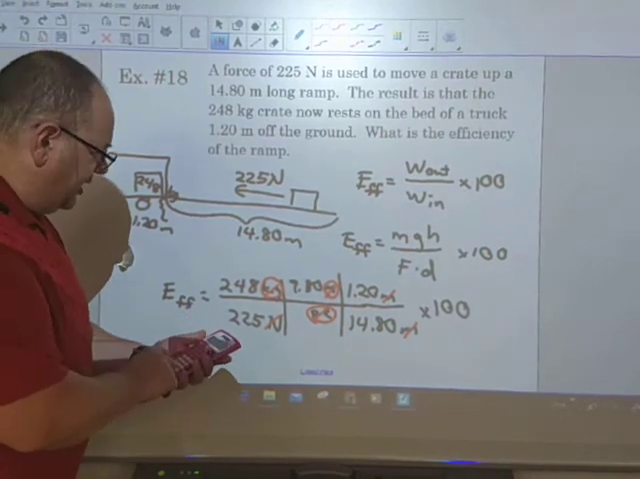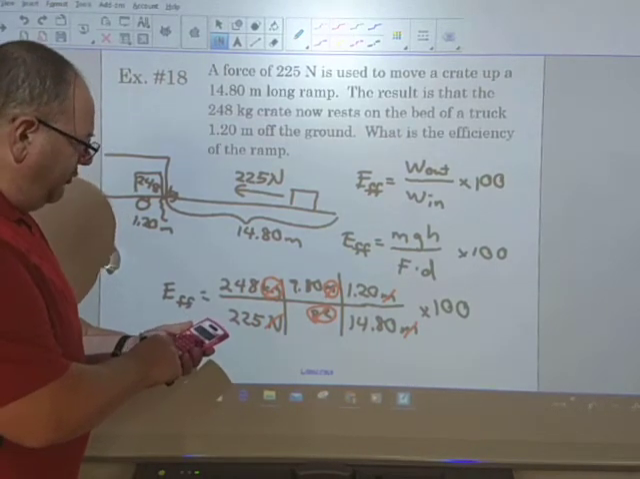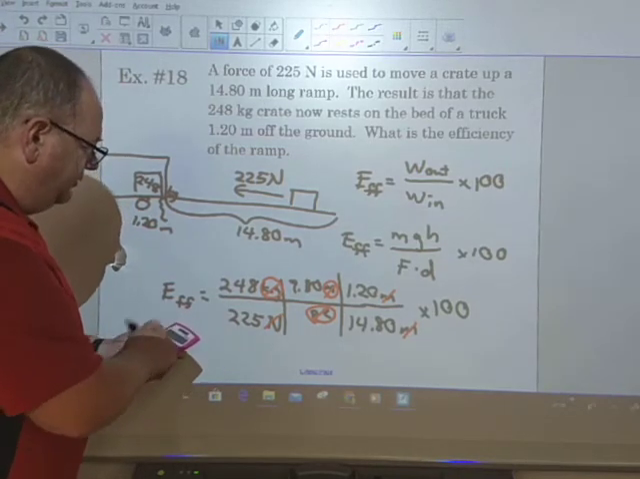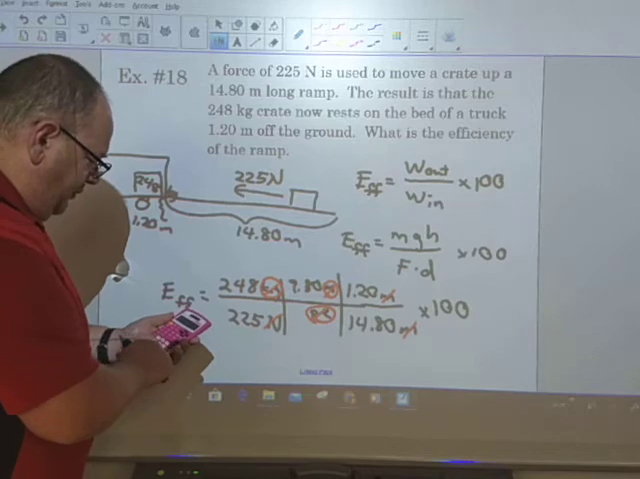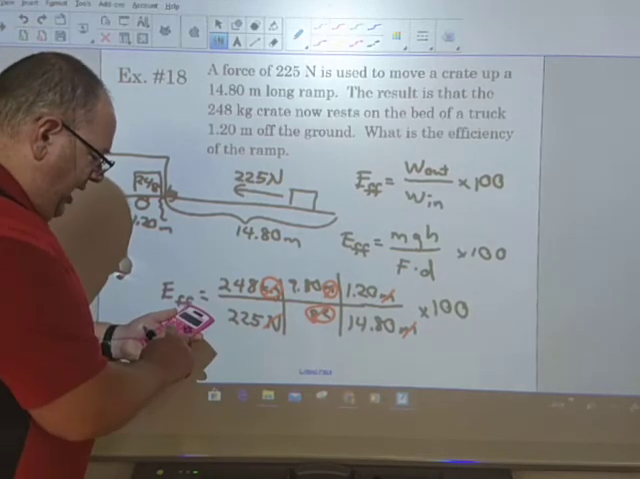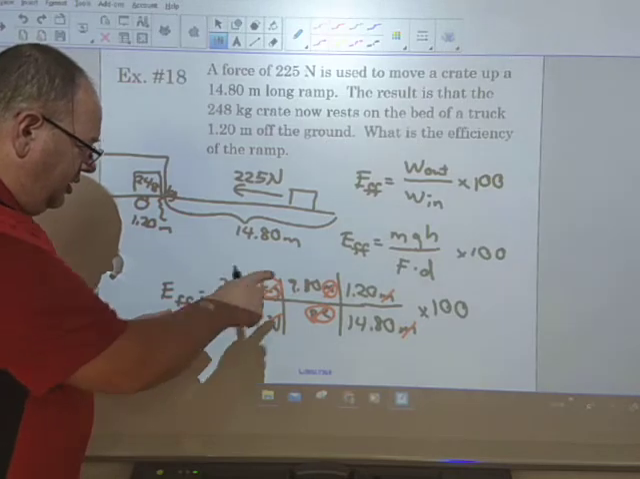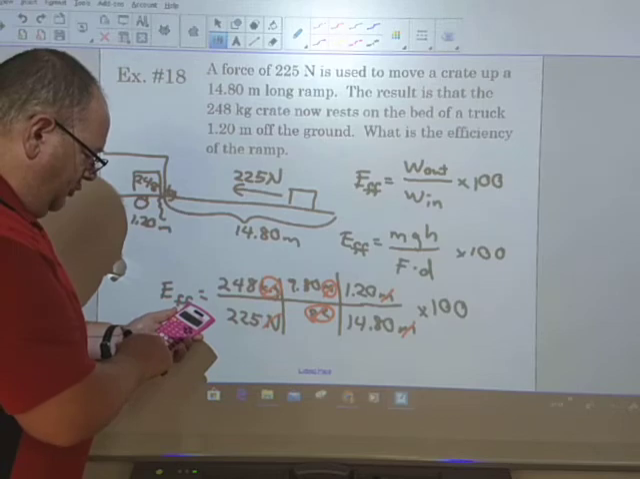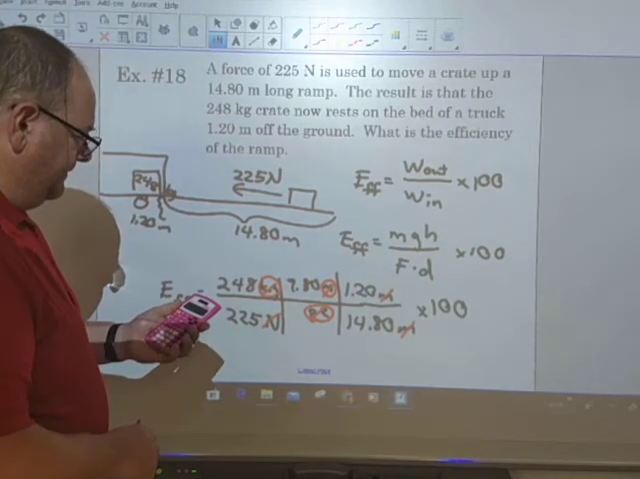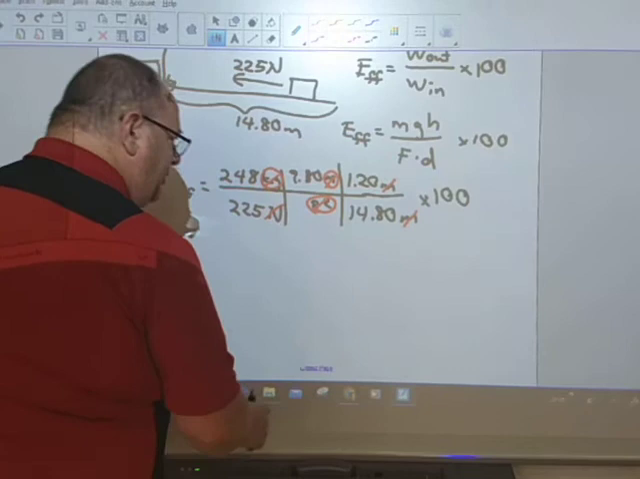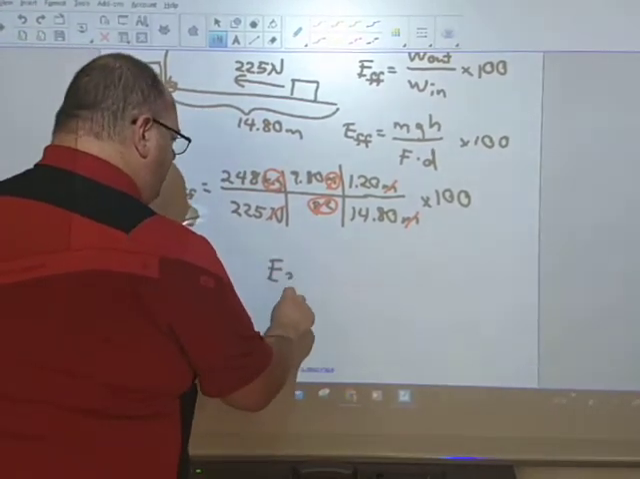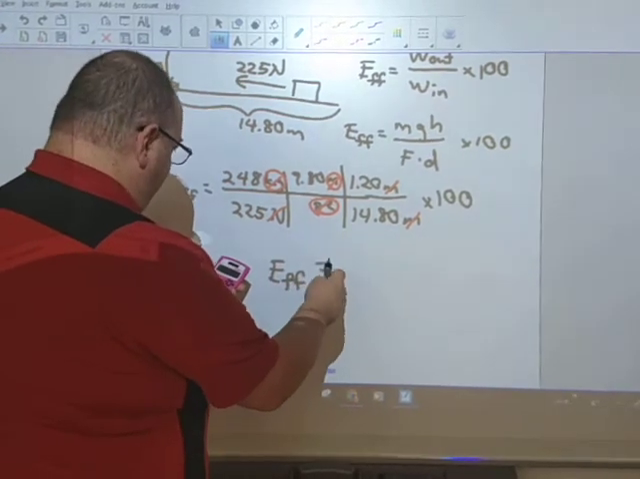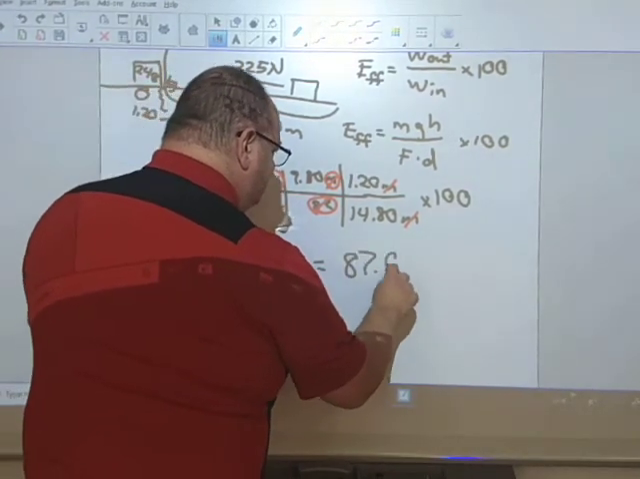Okay, and I'm going to go to my calculator. 248 divided by 225 times 9.8 times 1.2 divided by 14.8 times 100. And extend my page a little bit. We just found out that our efficiency was, to 3 sig figs, 87.6%.